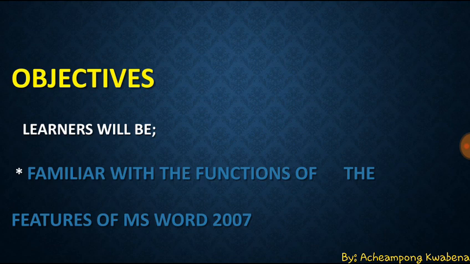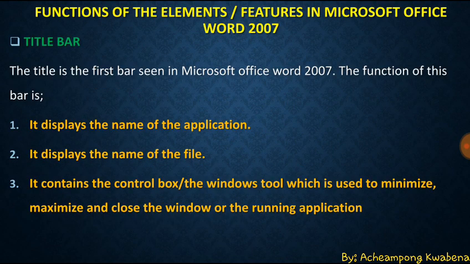So we'll begin with the first bar, which is the title bar. When you talk about the title bar, it is the topmost bar that is seen on most windows. So in Microsoft Office 2007, the topmost bar is what we refer to as the title bar. The function of this bar is to display the name of the application being run on the computer. Then it also displays the name of the file, assuming that document is being saved. Whenever it's opened, the name of that document is being displayed on the title bar.